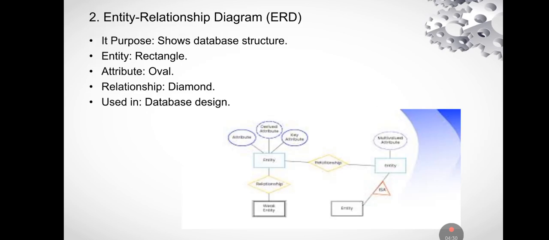The second type is the entity relationship diagram. It shows database structure. The entities are rectangles, the attributes are oval-shaped, and the relationships are diamonds. It is used in database design. Thank you.